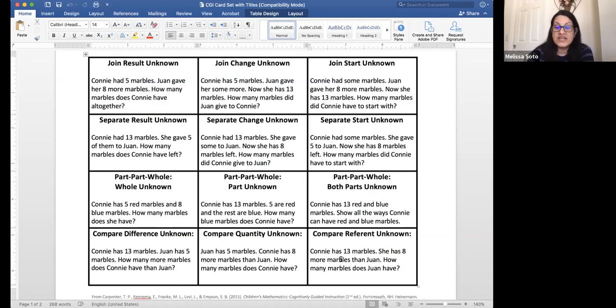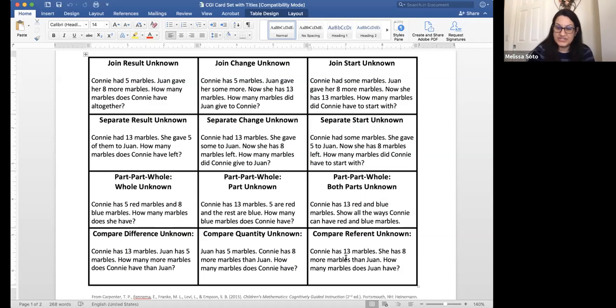Because what kids will say is, oh, she has 13, she has 8 more than Juan. And so what they'll do is they will add these numbers together to get the amount that Juan has. But if we think about this, she has 8 more than Juan, meaning that her amount is already larger. If we were to add these numbers together and say that's how much Juan has, then he would have more than her. So we have to try to support kids and have them reason and think about who has more and what does that mean if she has 8 more than somebody.